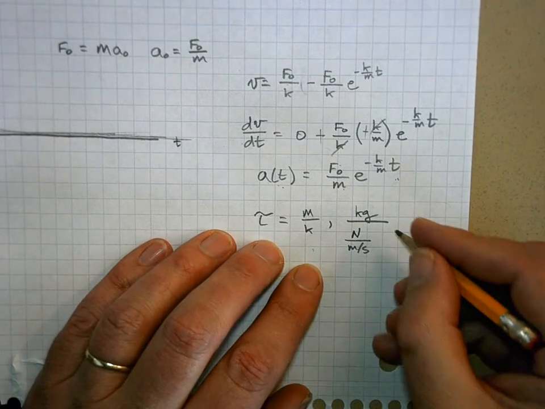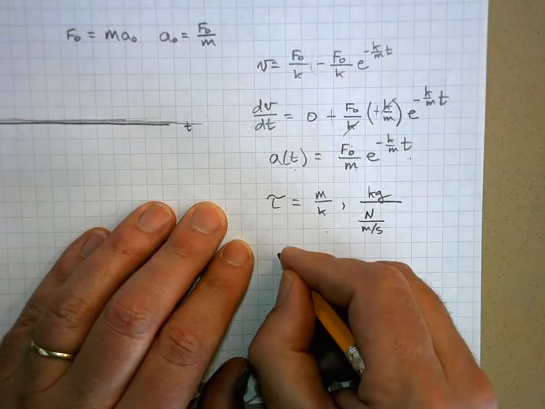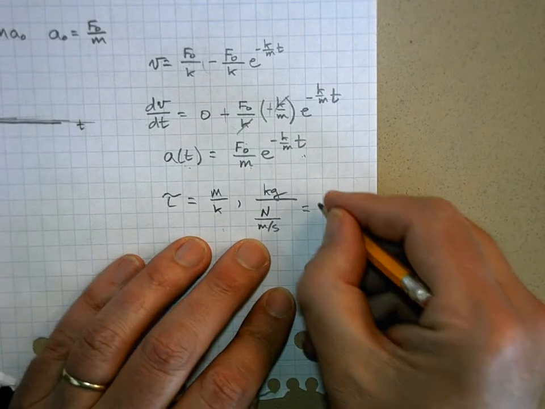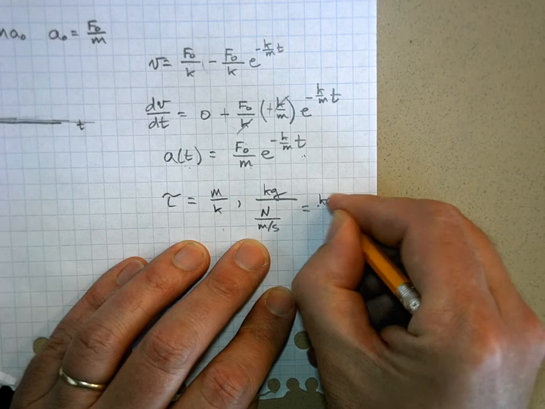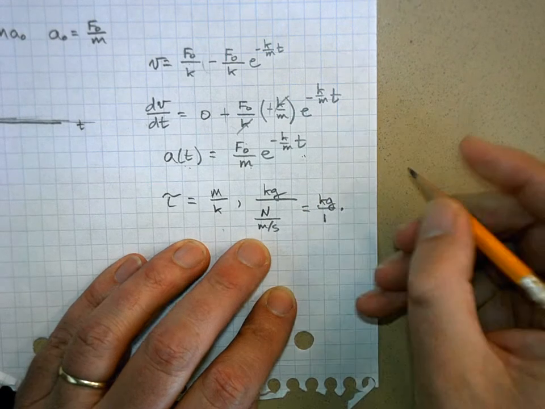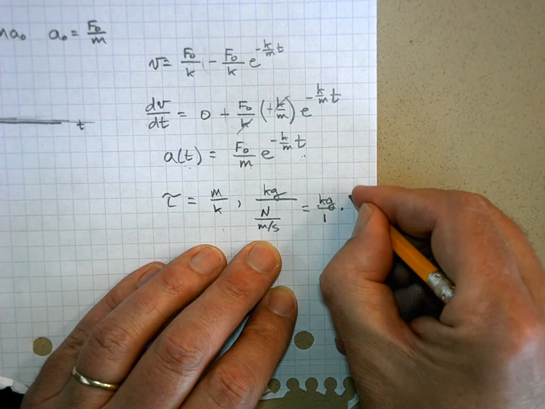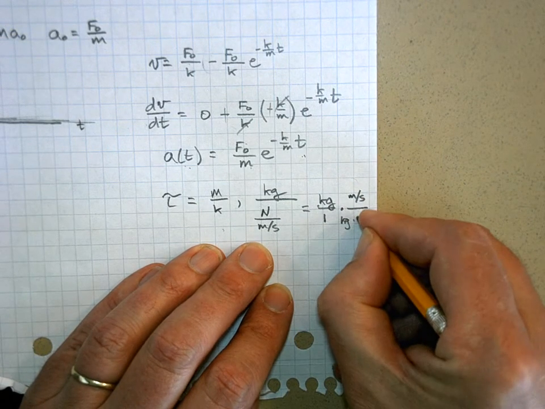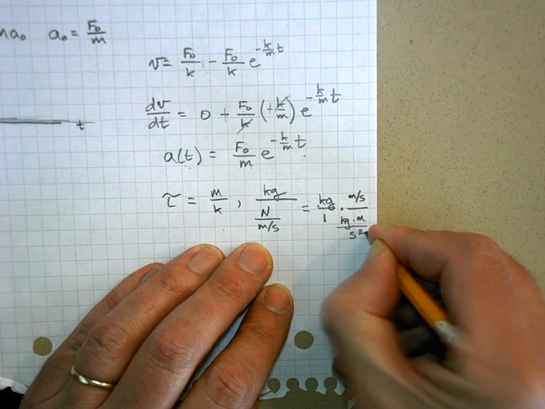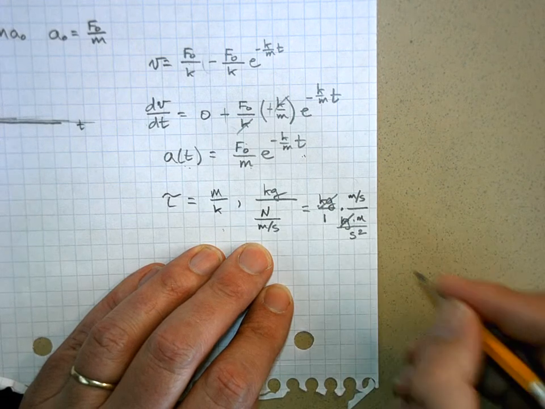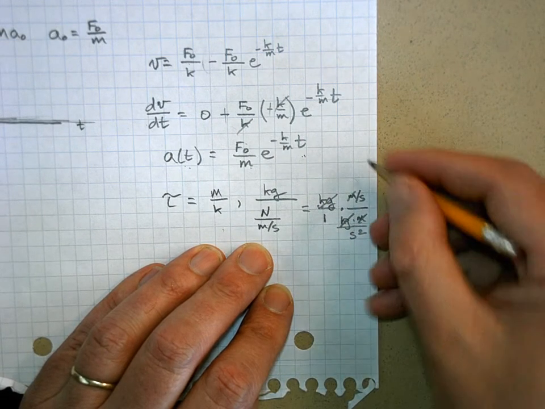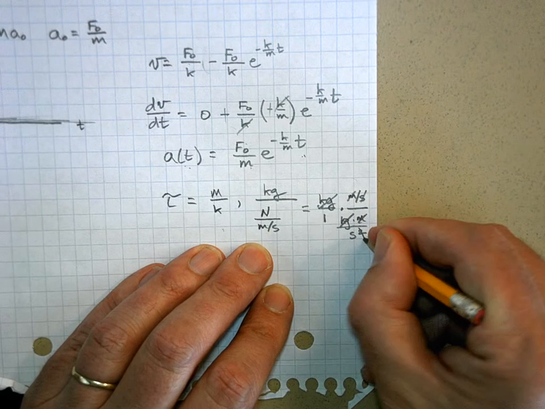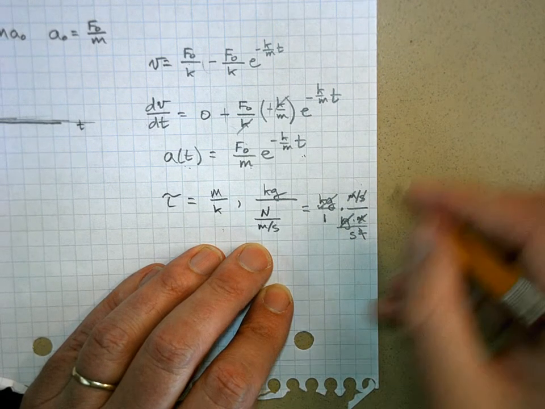So this is going to be equal to kilograms over 1 times, and on the top I'll put meters per second. And a newton is a kilogram meter per second squared. So the kilogram cancels the kilogram, the meter cancels the meter, and the 1 over seconds cancels against the 1 over seconds squared. You get 1 over seconds, which is seconds. Woohoo!